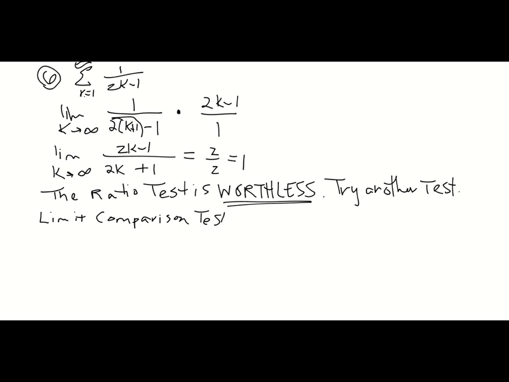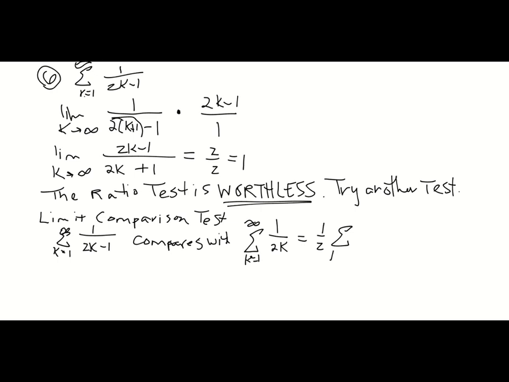So how does that work? We have to compare it with another series. So the sum from k equals 1 to infinity of 1/(2k minus 1) would compare with the sum from k equals 1 to infinity of 1/2k. You could pull that 1/2 out in front and say 1/2 times the series from k equals 1 to infinity of 1/k.